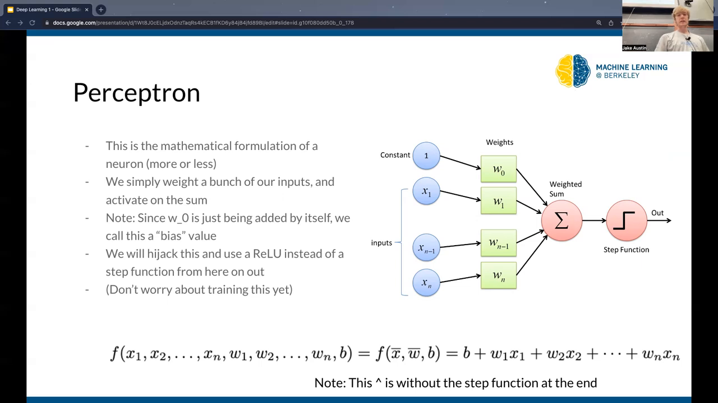Actually, no, I'm jumping the gun. We're taking in a bunch of inputs. We're scaling all of them by a different value. Our W0 ends up being added, and that's b on this slide here. So we have our W0, which we're just going to refer to as b, and then all of our inputs weighted by a different value. So that's really all the perceptron is.